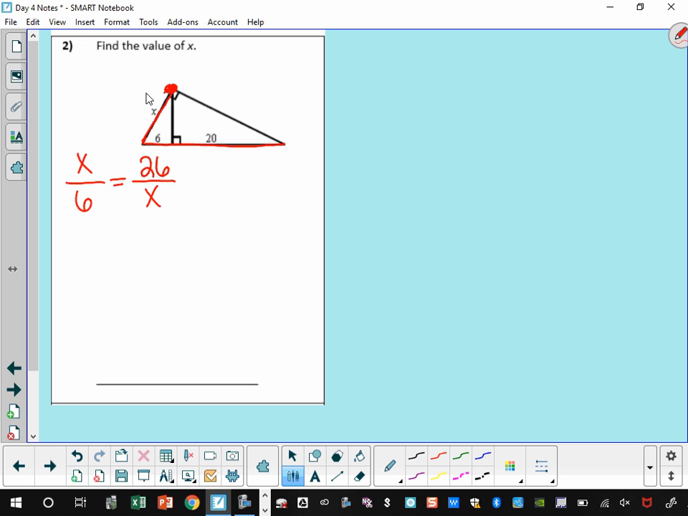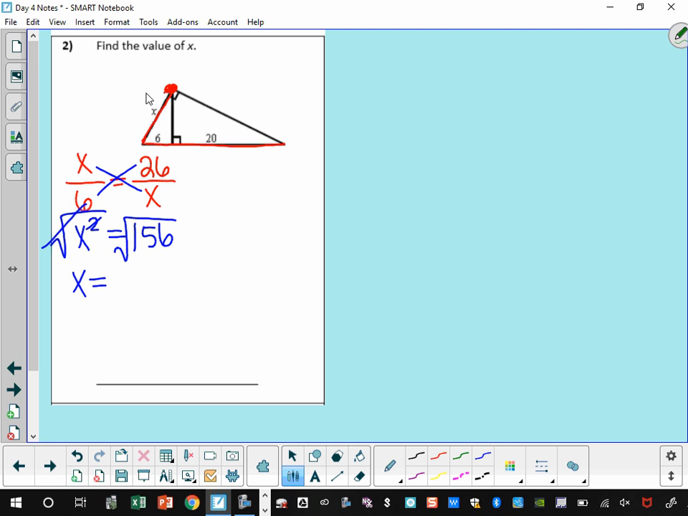Now let's cross multiply. x times x is x squared. 6 times 26 is 156. If I want to get rid of my square, I take the square root of each side. Make your calculator, what is the square root of 156? It's a decimal. I don't want a decimal.